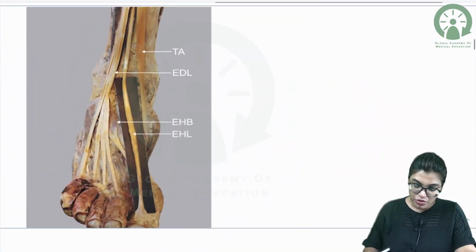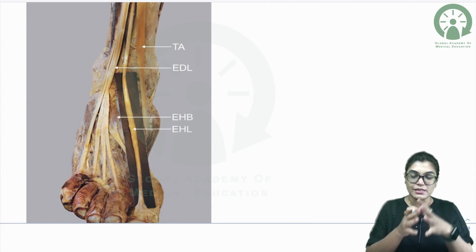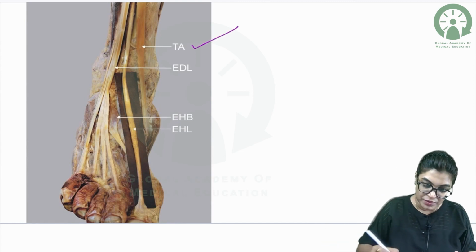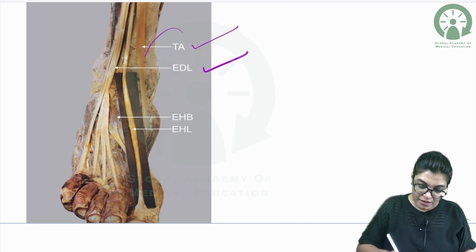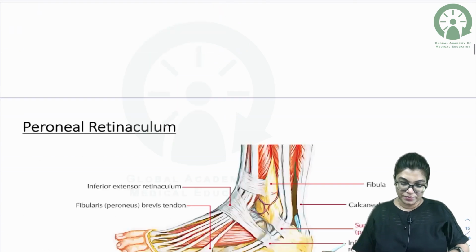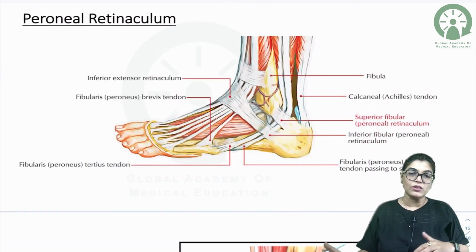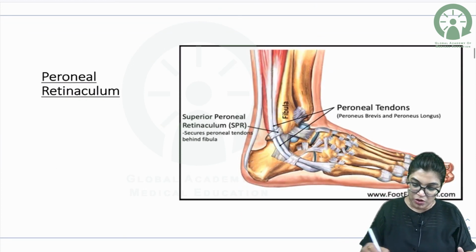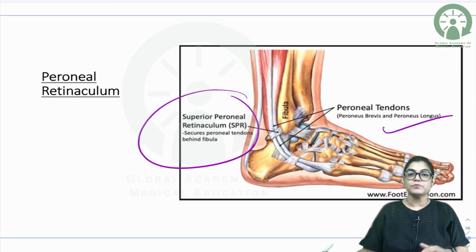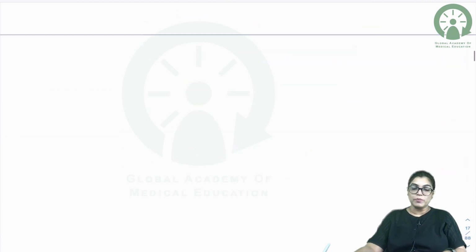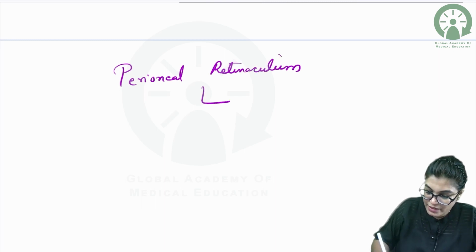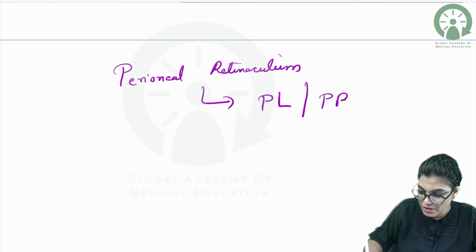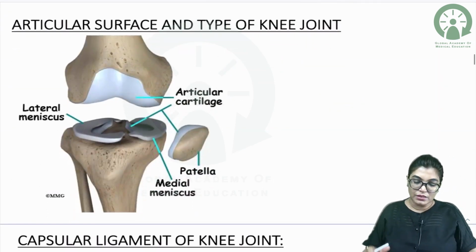Here I can show you a cadaveric image where the extensor retinaculum has been removed, and you can see the tendons of tibialis anterior and extensor digitorum longus traversing beneath it. There is a peroneal retinaculum in the lateral aspect, and two tendons are traversing below it: peroneus longus and peroneus brevis. Now, let's talk about the joints.